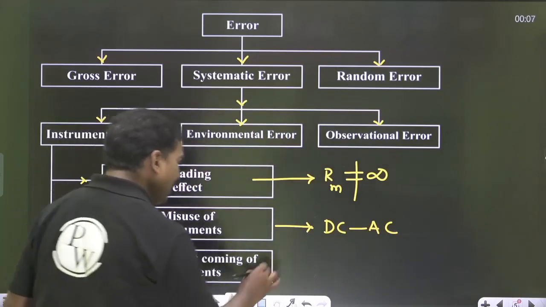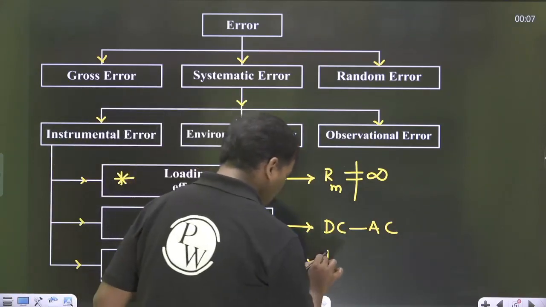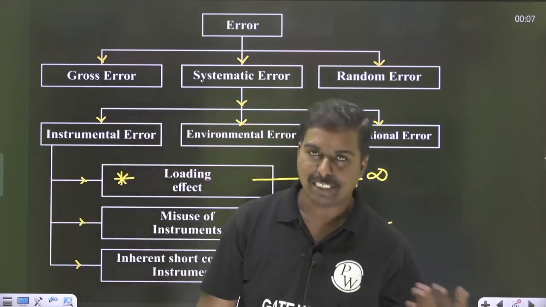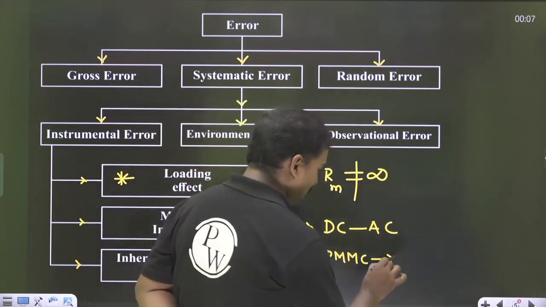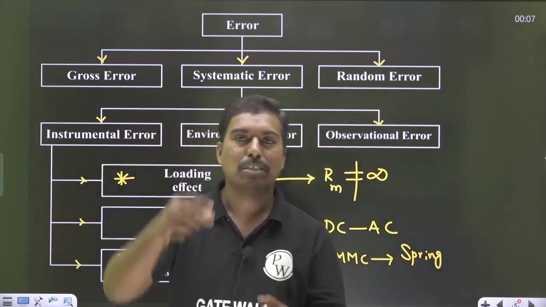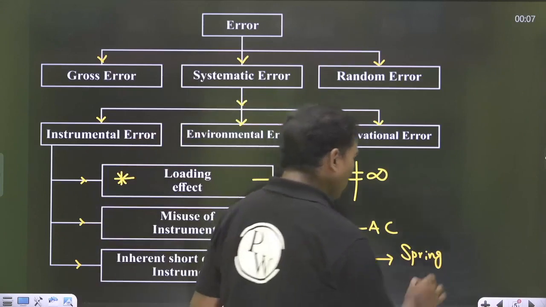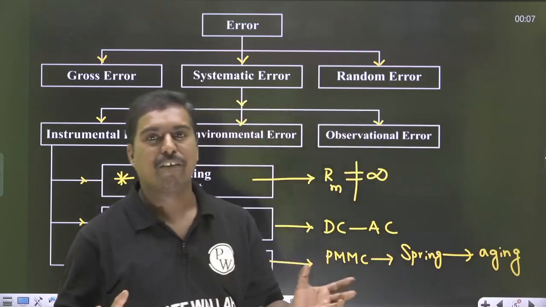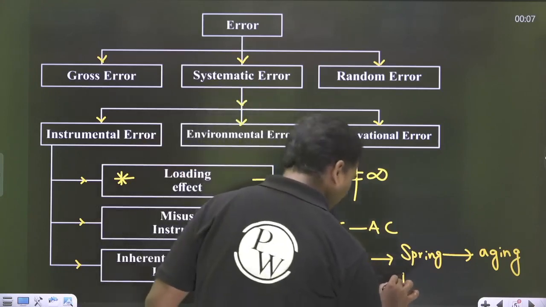Next thing, inherent shortcomings. Inherent shortcomings means what? For example, PMMC. I think everybody knows PMMC now. In the next coming lectures, we are going to discuss the measuring instruments. In PMMC, we have the spring, right? I think all of you know there is a spindle. For the spindle, there are two springs, control springs. And this particular control spring, if you go on using it for years, loses its stiffness due to the aging effect. There is a reduction in its stiffness, and even in the magnetic strength.